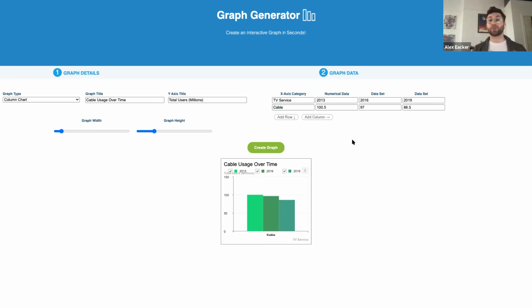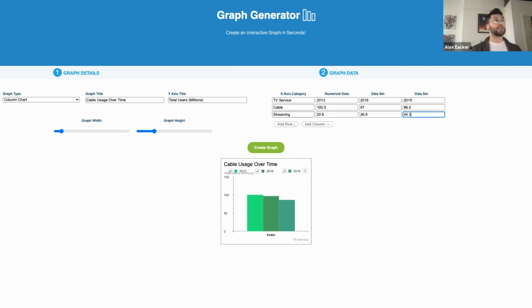Now, if we wanted to show our streaming use as well, we could add another row to add another x-axis category. When I click Add Row, it'll just add another row here. And I can write streaming. Now I can add the numbers from those same years. So we know that this is 20.6, and this is 26.9, and this is all data that was in the presentation. I'll go back to that in a second.